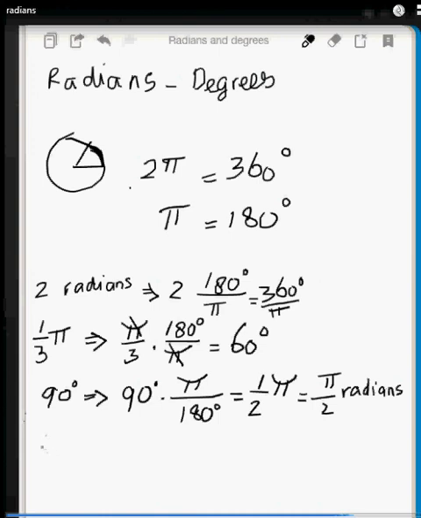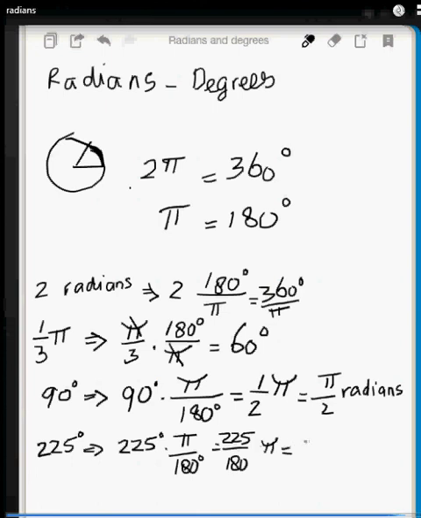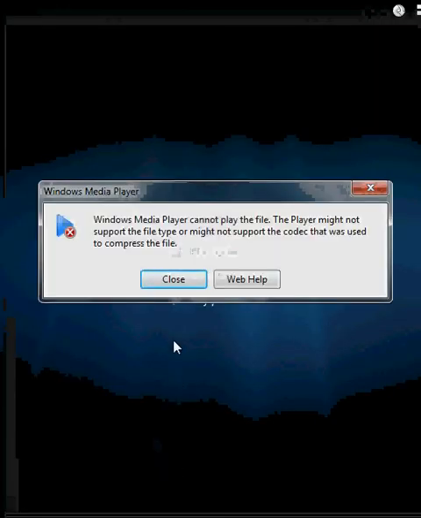Let's do one more. How about 225 degrees? 225 degrees is going to be 225 times, and again we're going to put pi in the top, 180 in the bottom. Now the trick becomes, how do you work with 225 over 180? Because 225 over 180 pi is sort of awkward. After a while you'll know that this is actually 5 pi over 4. So we need to work with the unit circle a bunch.